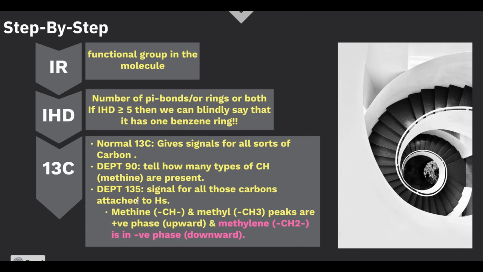In DEPT 135, only those carbons showing signals which possess hydrogens. So it means the signals for quaternary carbon or carbonyl carbon will be absent. Therefore, you can easily conclude which signals belong to the quaternary carbon by comparing with the normal 13C spectra. And remember that methine CH or methyl CH3 peaks come in the positive phase, meaning in the upward direction. Methylene signals come in the negative phase, meaning in the downward direction.